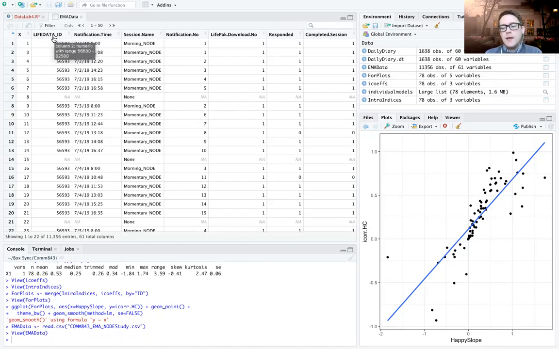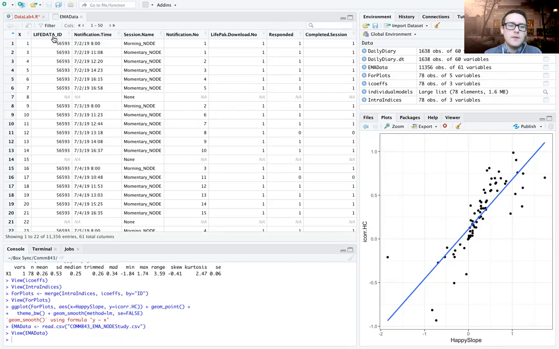Life data is the app that we used to collect these data. So these data, unlike the daily diary data, were not being collected via Qualtrics. Instead, life data is an app that you install on the participant's phone, and then it just runs a protocol for you in a way that's pretty nice.